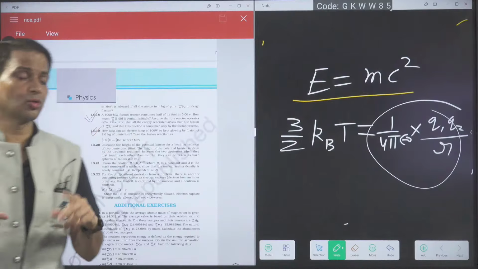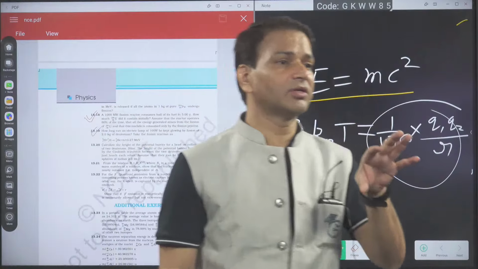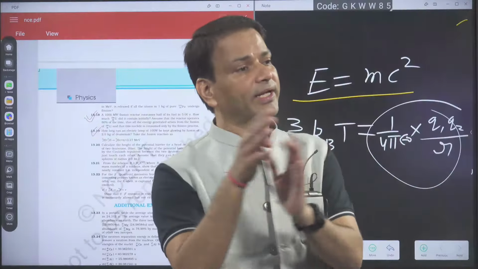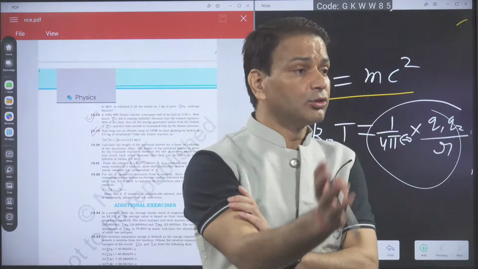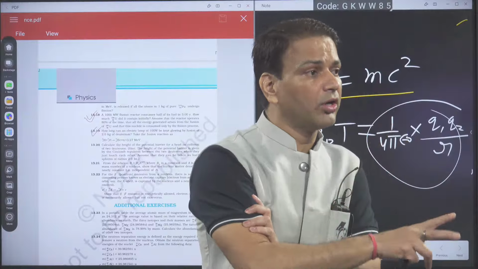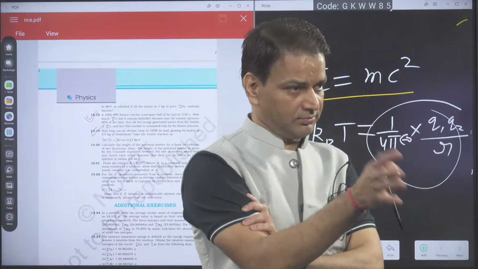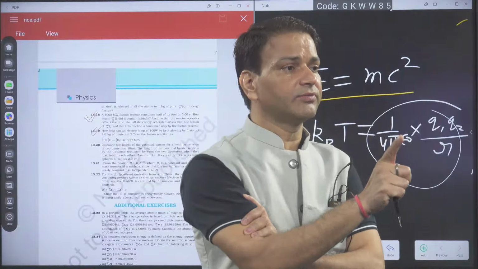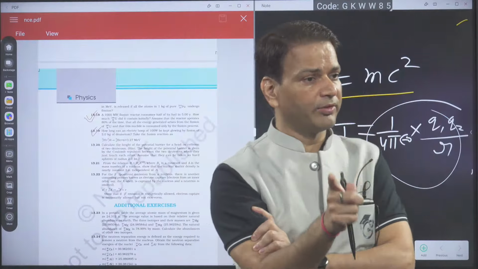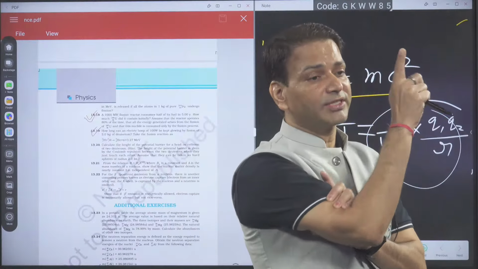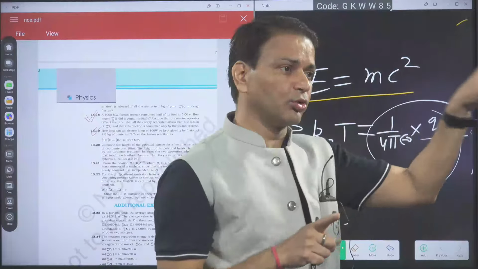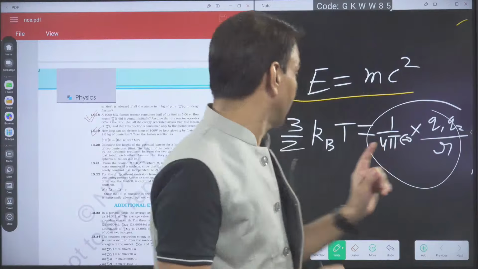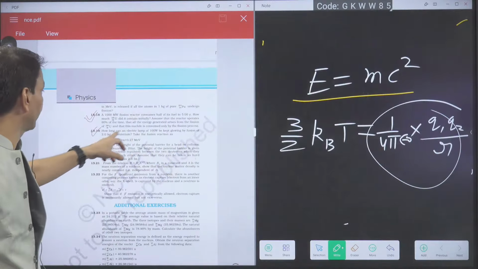2 kg, so 2 into 10 to the power 3 by 2 gives the number of moles. In 1 mole, how many nuclei will be there? Avogadro number. So you will get the total number of deuterons in 2 kg of deuterium. Per nucleus we are getting 3.27 by 2 MeV. So per deuteron energy into total number of deuterons gives the total energy. After getting the total energy, they are saying what is the power we need? Power we need is 100 watt.